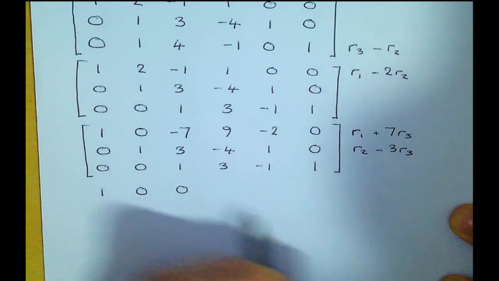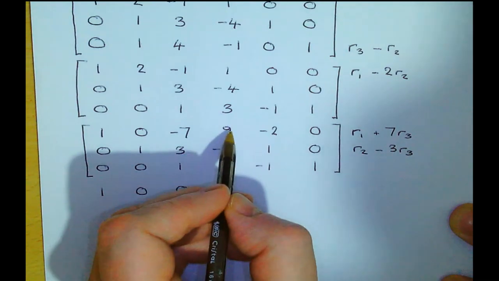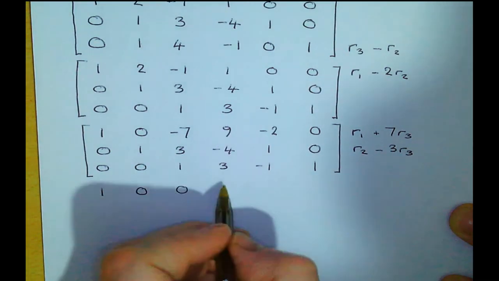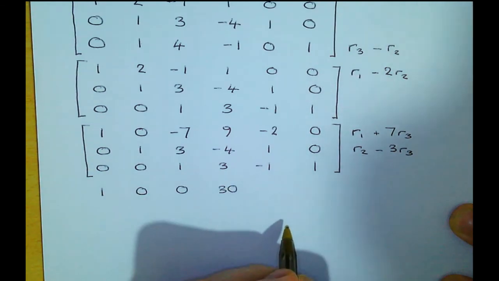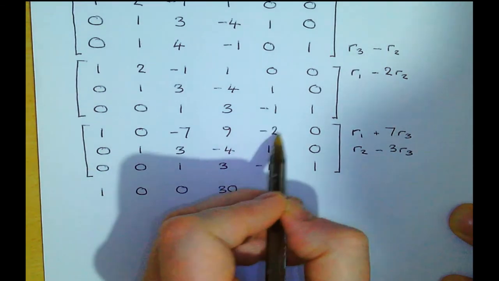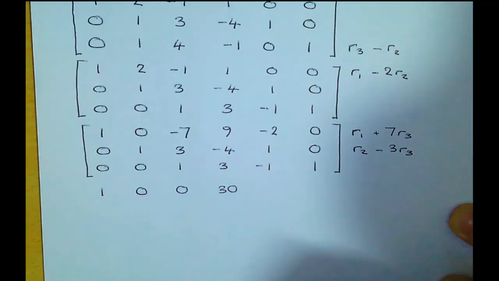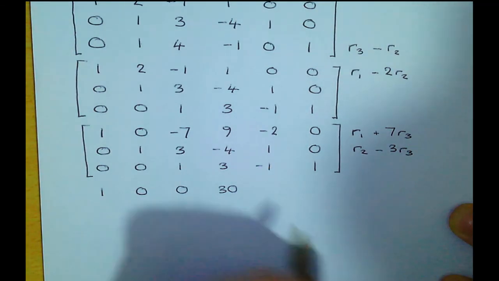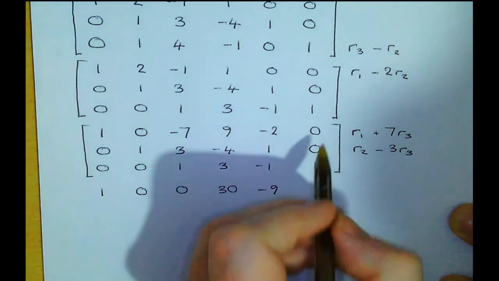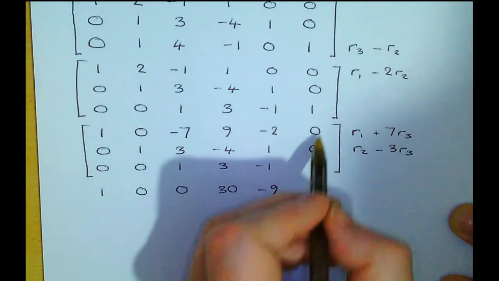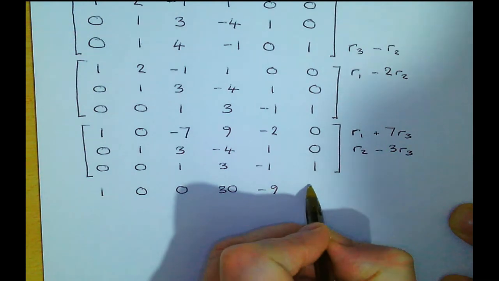Minus 7 plus 7. 9 plus 7 times 3. 9 plus 21. That gives us 30. Minus 2 plus 7 times minus 1. Minus 2 minus 7. That's minus 9. 0 plus 7 times 1.